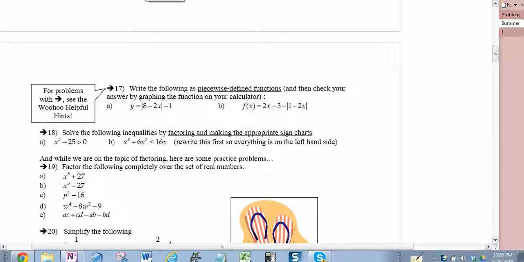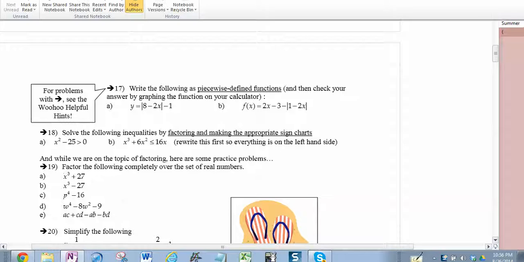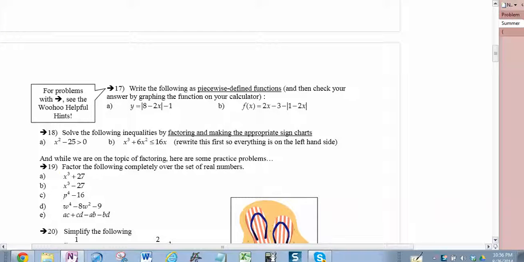This video concentrates on problems 19A and 19B of your summer assignment, where you were asked to factor the two expressions x cubed plus 27 and x cubed minus 27, and that's what we're going to look at. Now, if you look at those expressions very carefully, you'll realize there's something rather special about the 27. The 27 is a perfect cube.